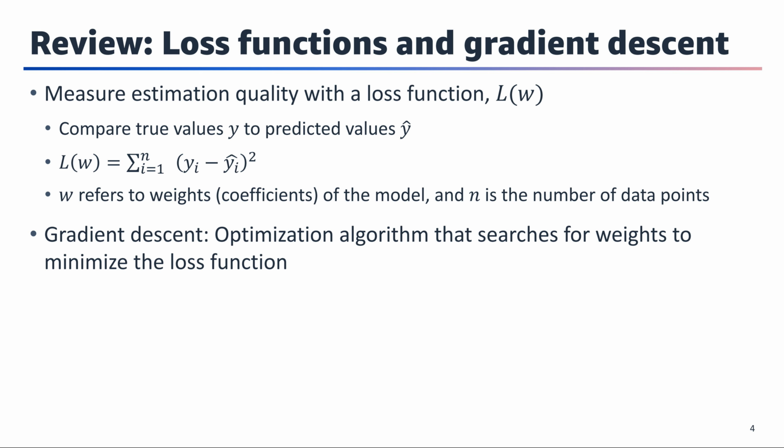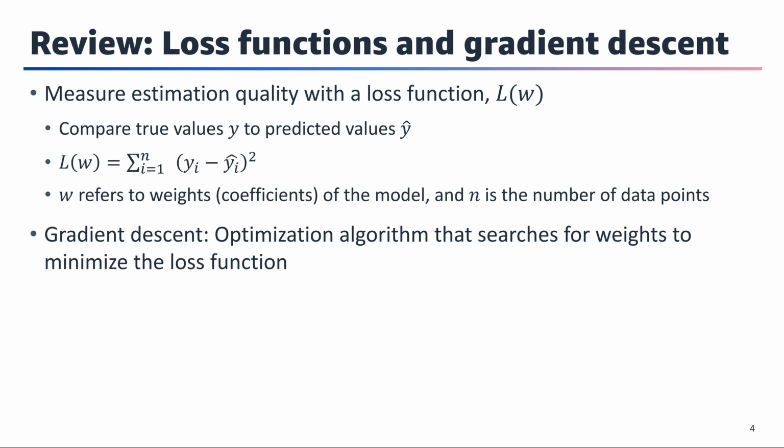A loss function measures the estimation quality by comparing the true values to the predicted values from the model. The specific loss function shown is the mean squared error, which sums the squared differences between the true and predicted values across all data points. The weights or coefficients of the model are represented by W, and N is the number of data points.